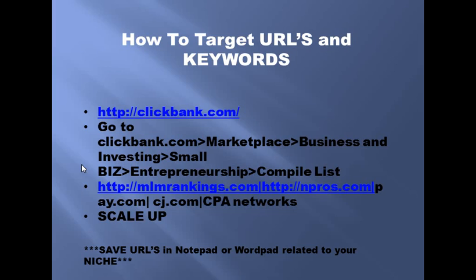This is just a few examples of how you can obtain some of those targeted URLs for your Bing ad, such as clickbank.com. And of course right here it tells you how to go to clickbank.com and then go to marketplace and then click on business and investing, and of course this part is on the left side of the screen. So you'll go to clickbank.com, click at the top where it says marketplace, then click on business and investing on the left side, and then small biz, and then entrepreneur, and then compile list.